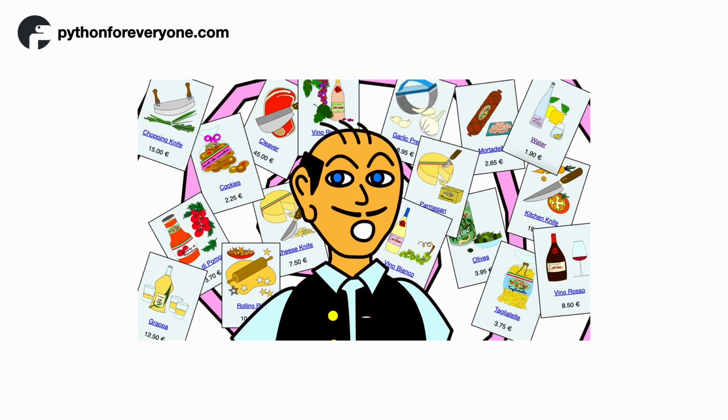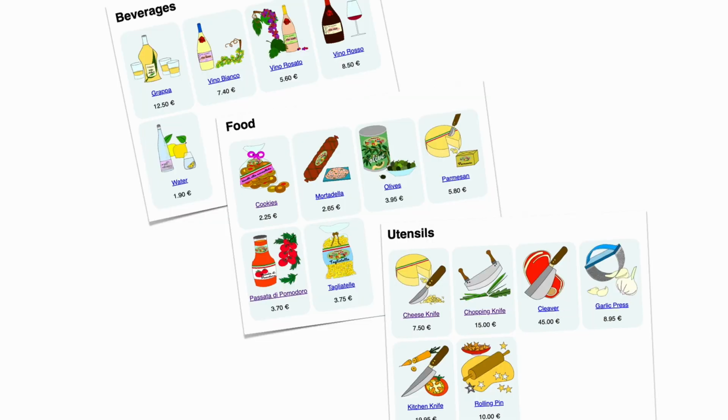When Mr. Gennaro entered all the products, he notices that the index page is very crowded. He would love to group products into 3 categories: beverages, food, and utensils. What does Georgie have to do to achieve this?